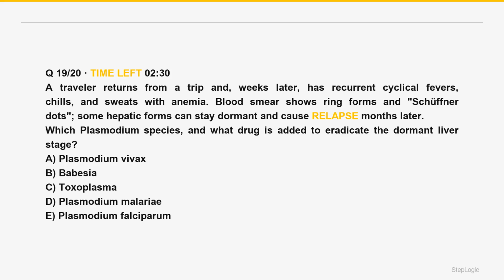Which Plasmodium species and what drug is added to eradicate the dormant liver stage? A traveler returns from a trip and, weeks later, has recurrent cyclical fevers, chills, and sweats with anemia. Blood smear shows ring forms and Schüffner dots. Some hepatic forms can stay dormant and cause relapse months later. Read the command: which species and eradication drug?